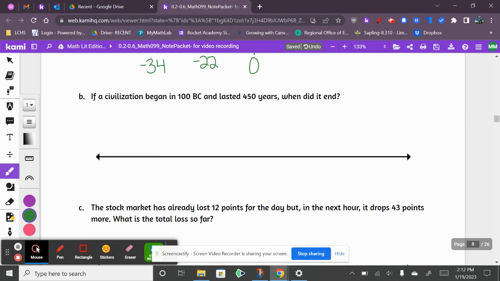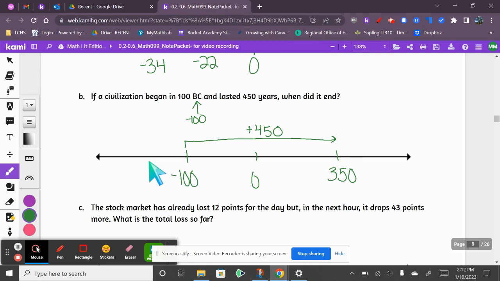For this one, it says a civilization began in 100 BC, which is the negative, or the before 0. So this would be representing a negative 100. And it says that it lasted 450 years. So it's going to be going in the positive direction by 450, and we would end up at 350. The other way we can think of this is negative 100 plus 450, and we get 350, and it's positive, so we can think of it as AD.